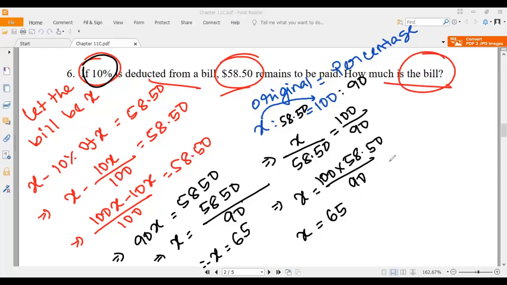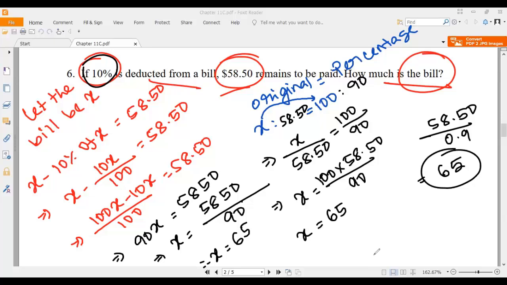Now, if we want to solve in another method, how much is the bill? We can say that 58.50 is after 10% of the bill has been deducted. So they have to pay actually 90%. 90% means actually 0.9. So if you divide 58.50 by 0.9, also you will get 65. And that is the original value. I hope you understand this one properly.